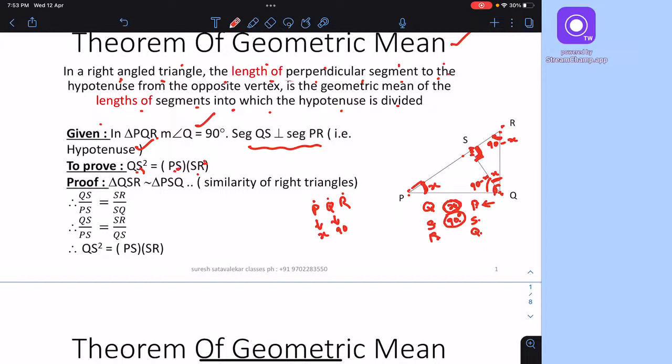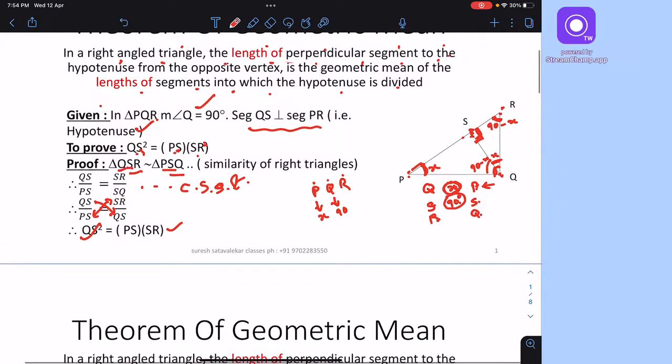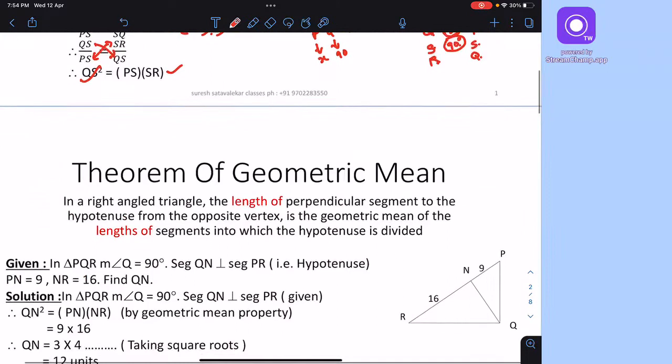So QS upon PS will be SR upon SQ. These are the corresponding sides of similar triangles. So QS upon PS is equal to SR upon QS. Taking cross multiplication, this becomes QS square equal to PS into SR. This is called the theorem of geometric mean. We are going to study it in detail when we study the chapter, but today we can study this as a small property. How it is used, see here.